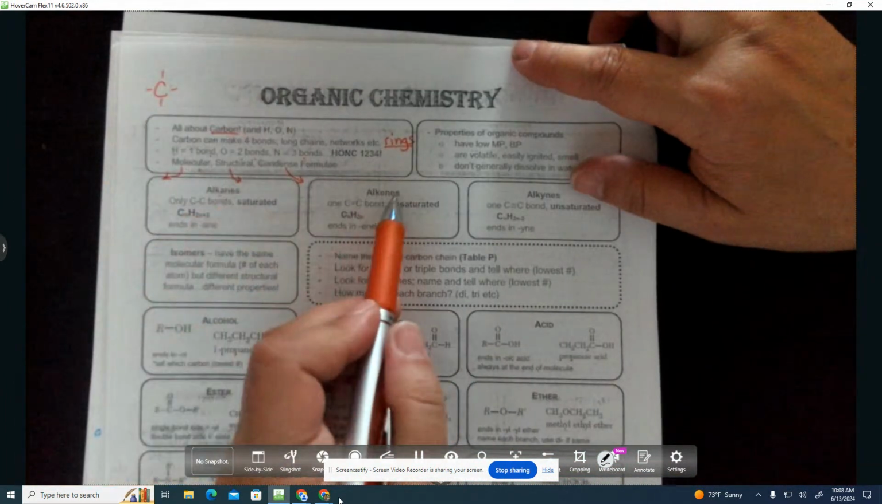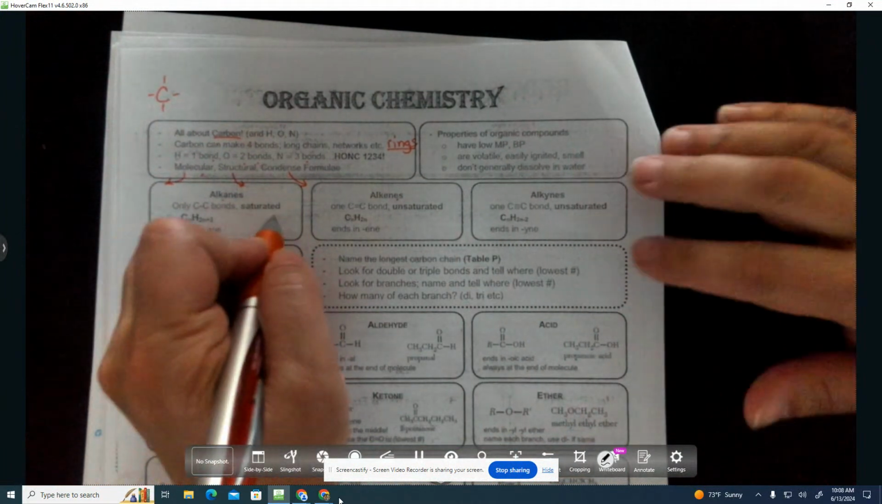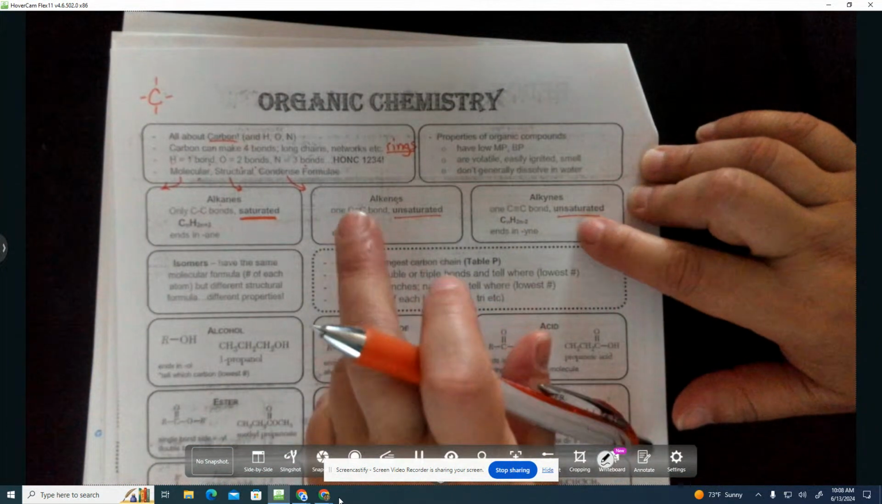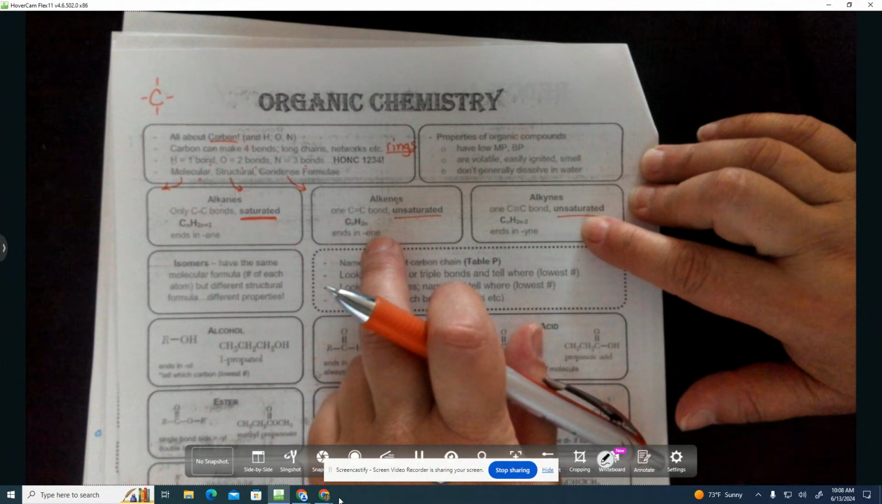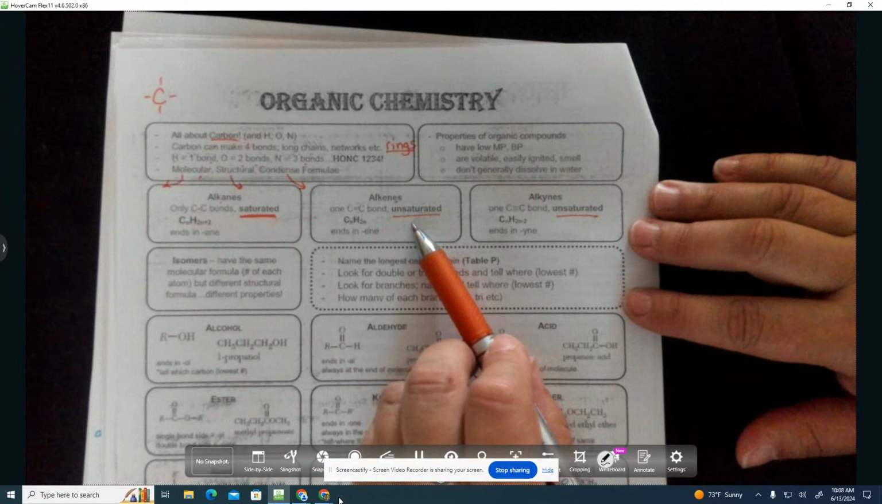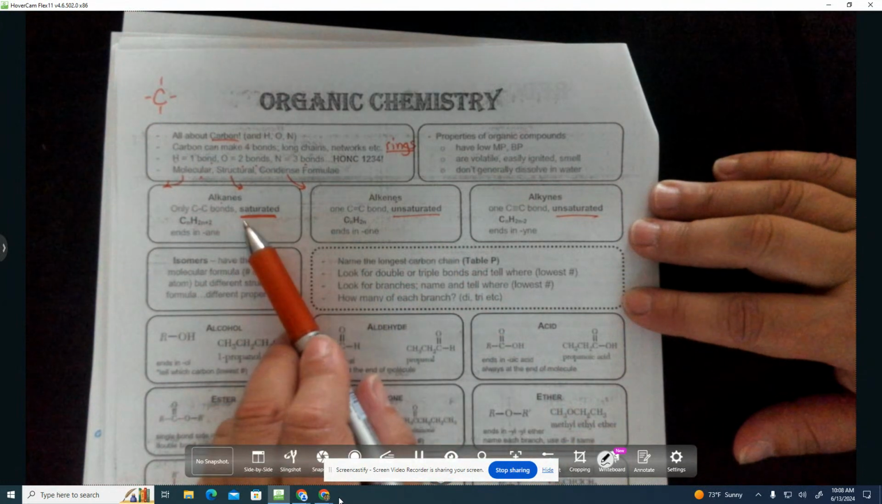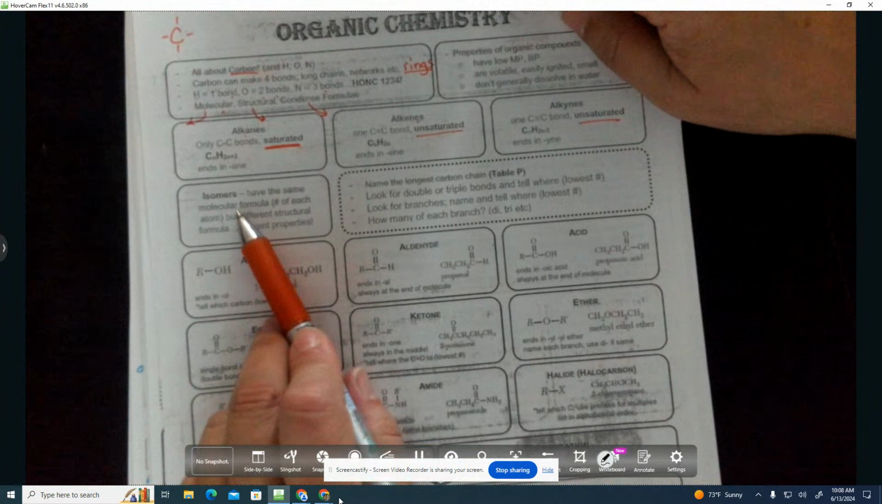All right. Alkanes, alkenes, and alkynes are called homologous series. The alkanes are saturated. Alkenes and alkynes are unsaturated. They have a double or a triple bond. Sometimes they say, in terms of bonds, why is this an unsaturated hydrocarbon? It is an unsaturated hydrocarbon if it has a double or a triple bond. If it's all single bonds, it's saturated. Isomers I just went over.